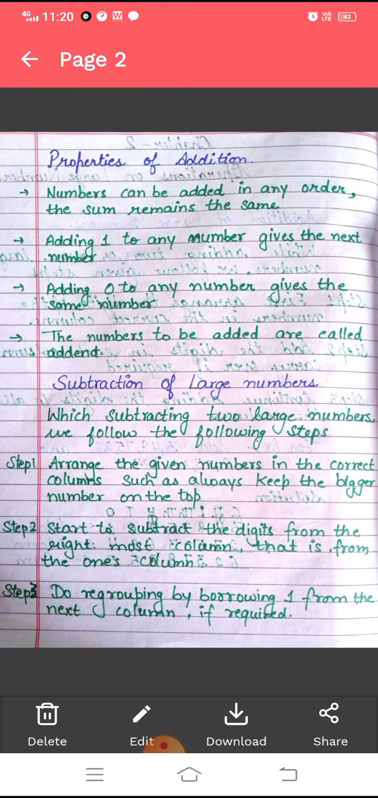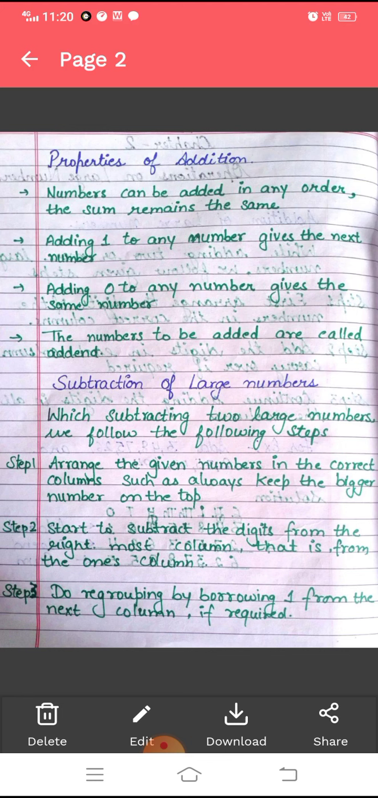So what are the properties of addition? The first property is that numbers can be added in any order and the sum remains the same. That is known as the order property. The order property says that we can add numbers in any order, and their result will remain the same. Then the second property is that adding 1 to any number gives the next number.